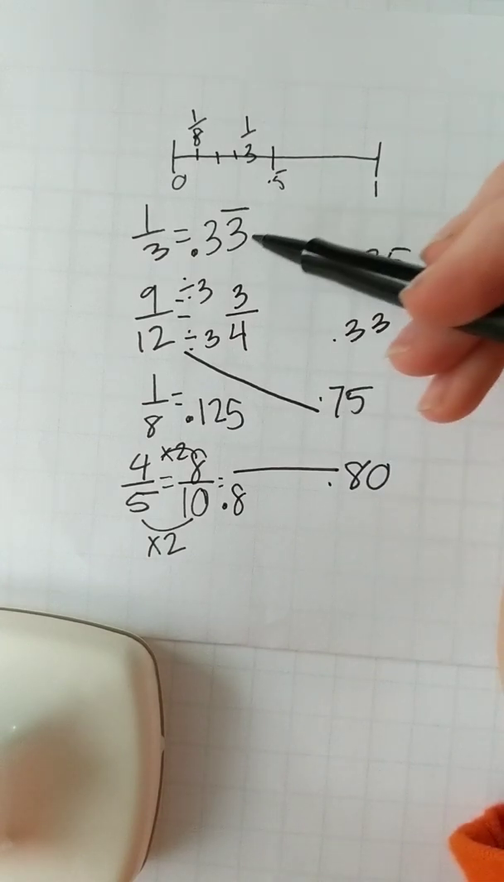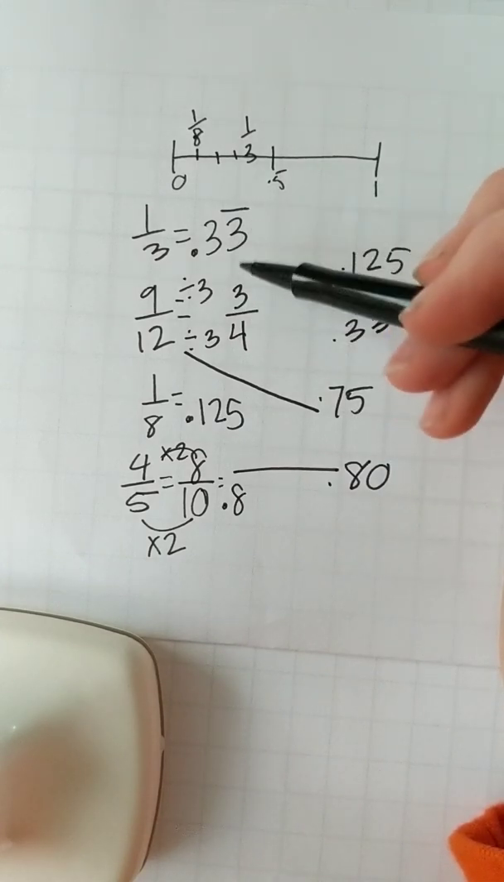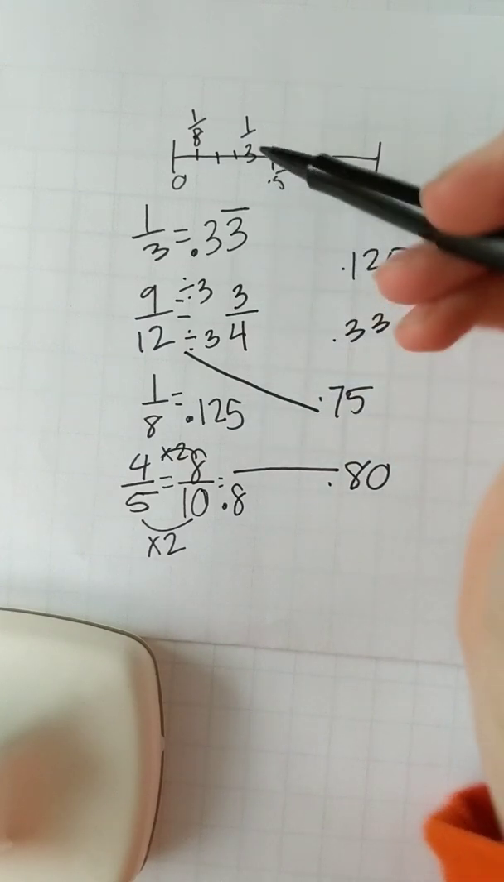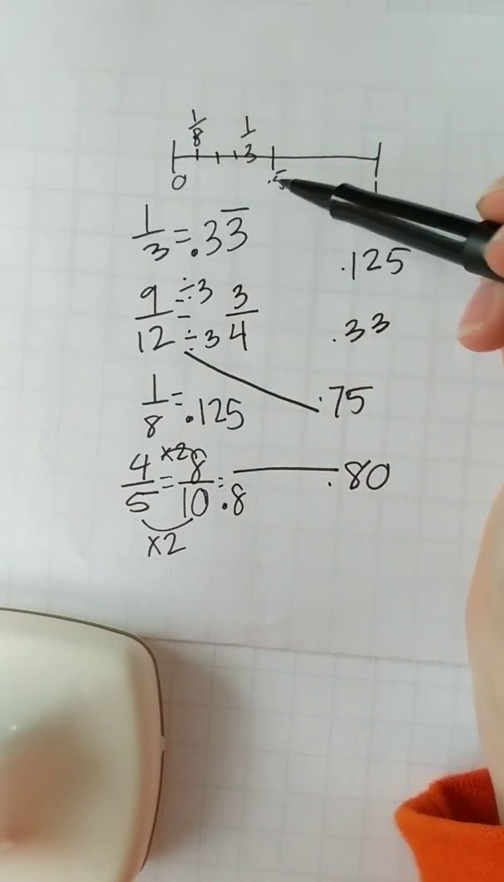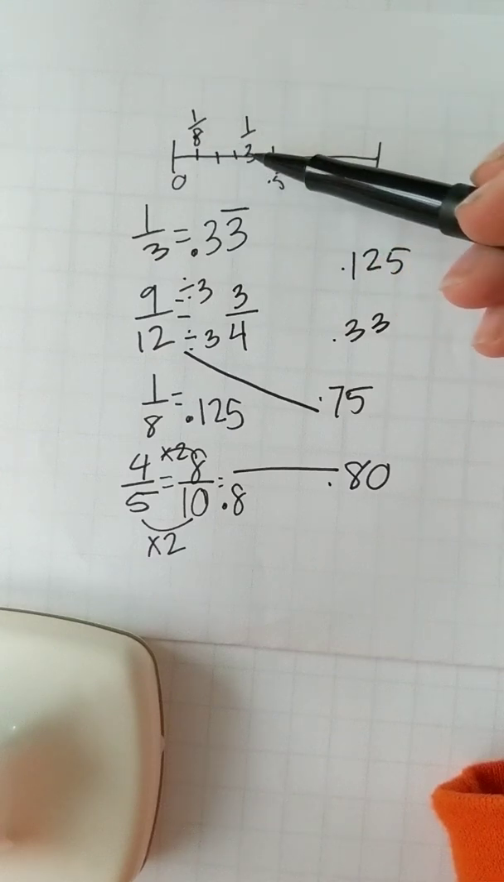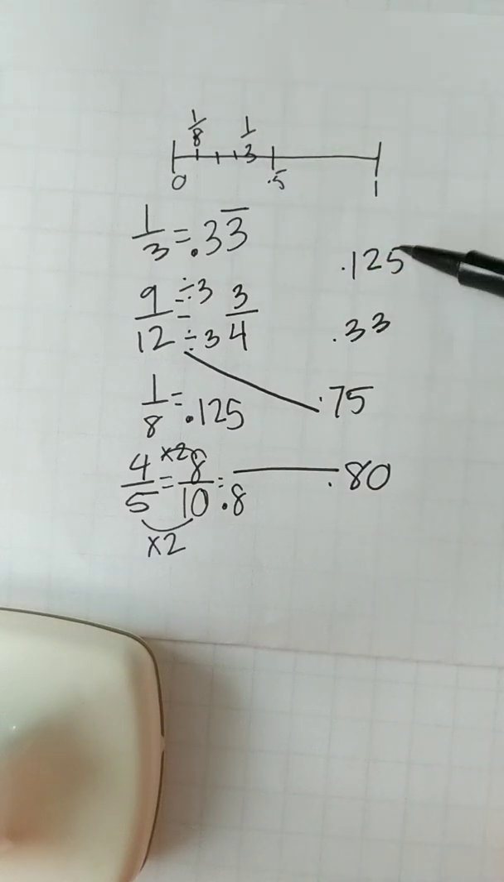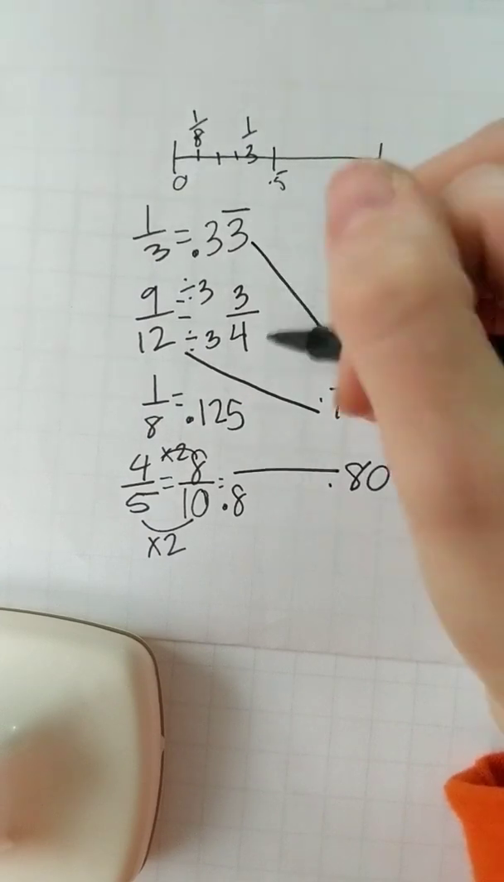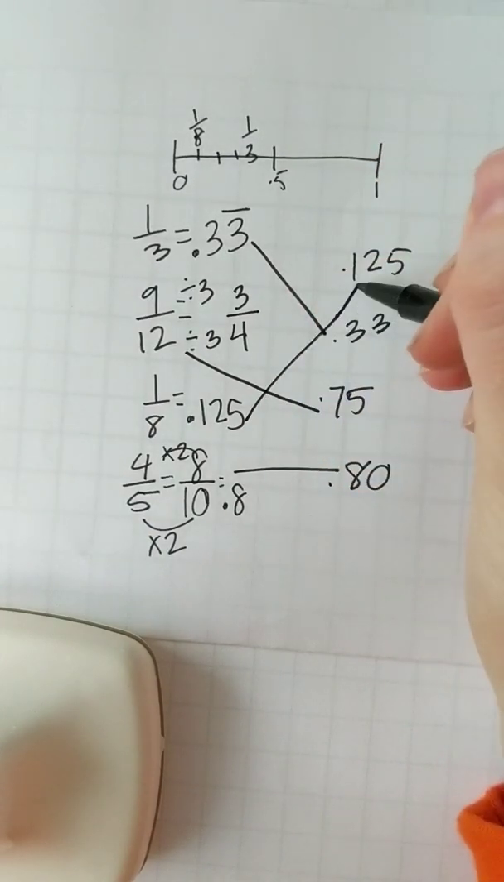And if I've memorized these, I'm good to go on matching them to their equivalents. But even if not, I can look back at my number line and use this. Well, I know that 1/8 is smaller than 1/3. Which one of these decimals is smaller? 125 thousandths is less than 33 hundredths because here I've got 1/10 and here I've got 3/10. So I can use process of elimination to match these.